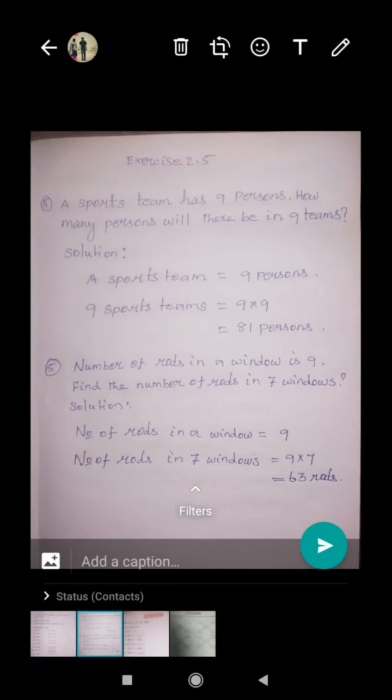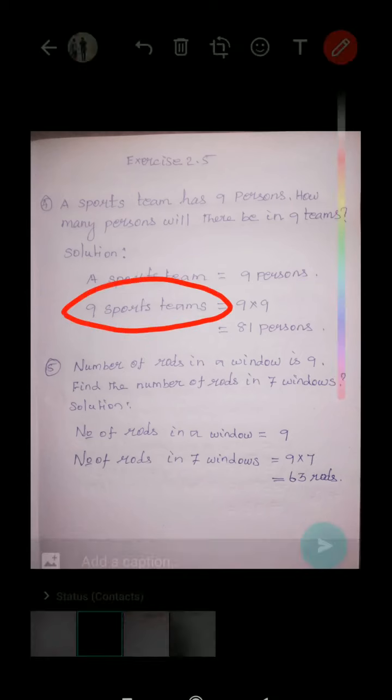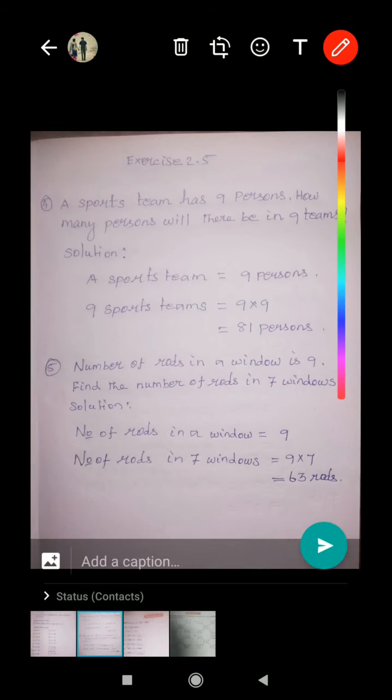See the answer. A sports team has 9 persons. That means equal to 9 persons. Then 9 sports teams equal to 9 into 9. We have to multiply with 9. So 9 nines are 81. So total number of persons, 81 persons.